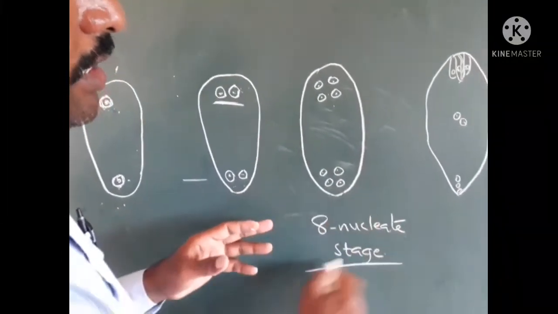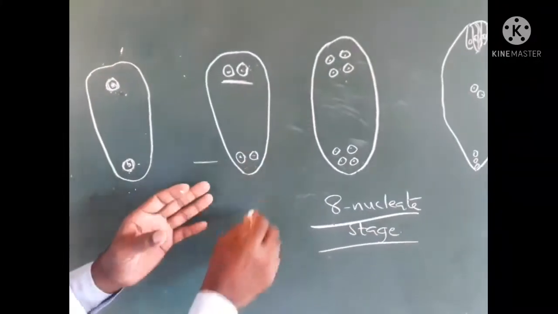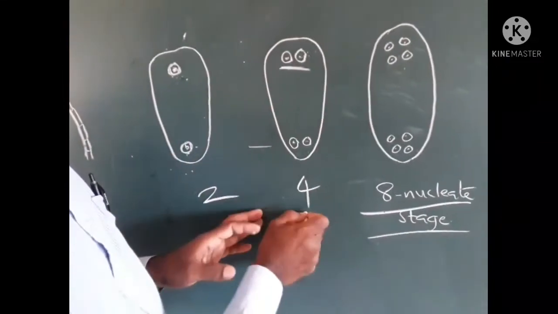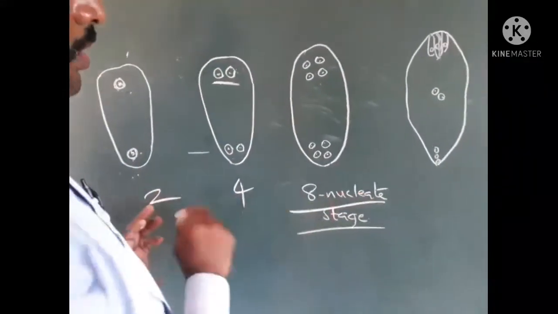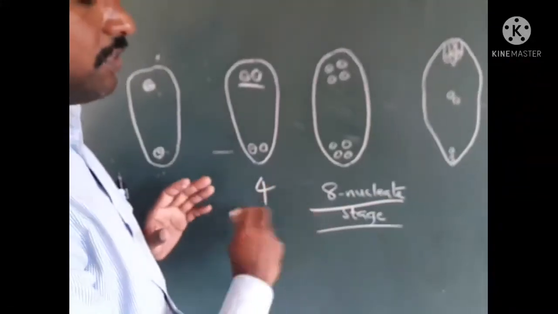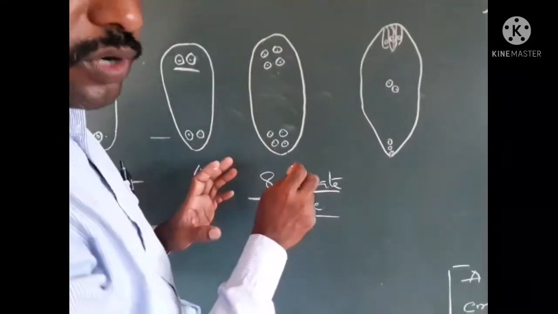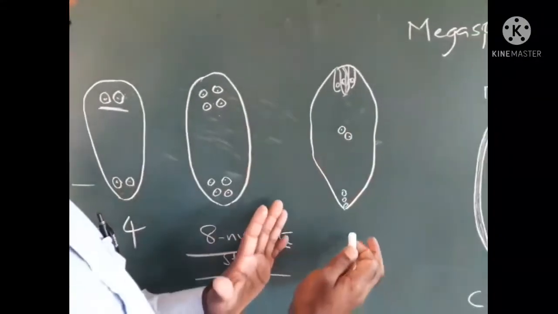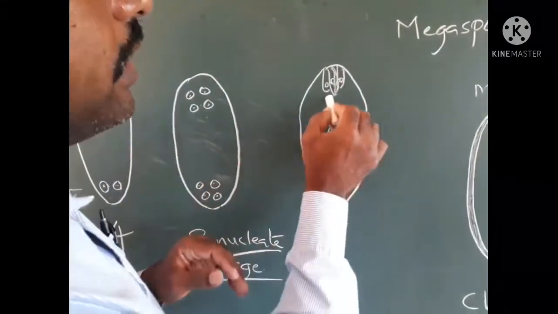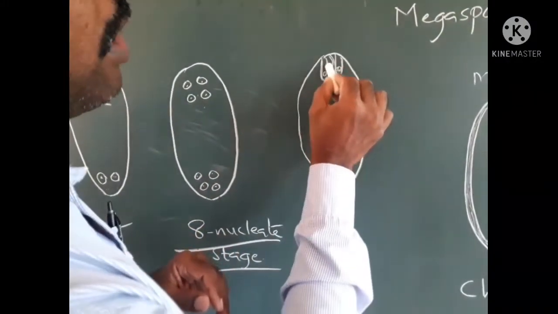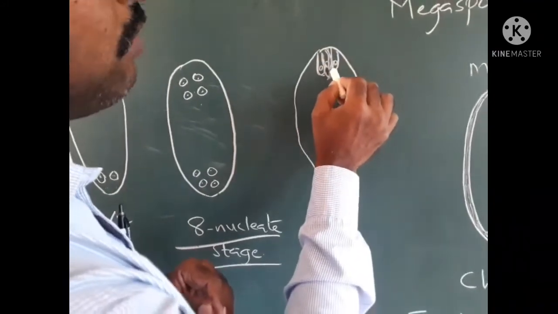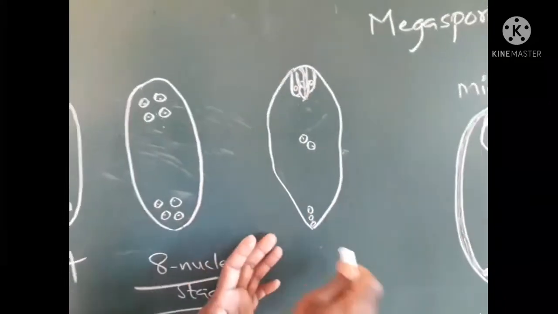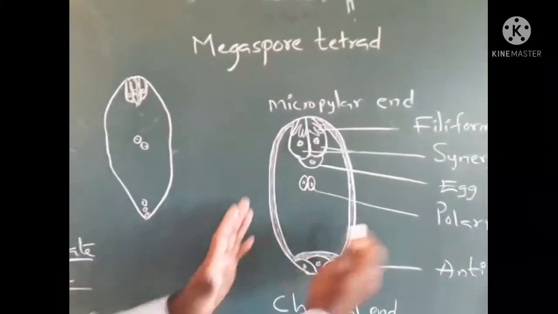See here it is the 8 nucleate stage, and here the 4 nucleate stage. See the 2 nucleate, 4 nucleate and 8 nucleate stages. These three stages undergo mitotic divisions of the nucleus only. Out of these 8 nuclei, three undergo cell wall formation here, and see here it is the start, and see the mature embryo sac.